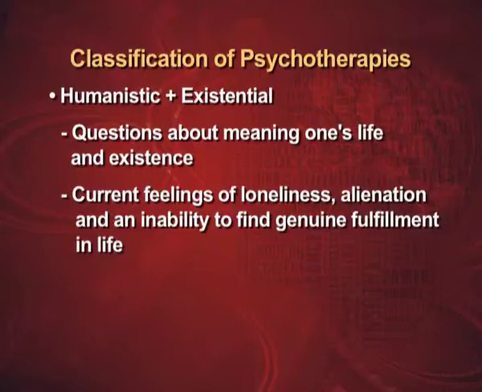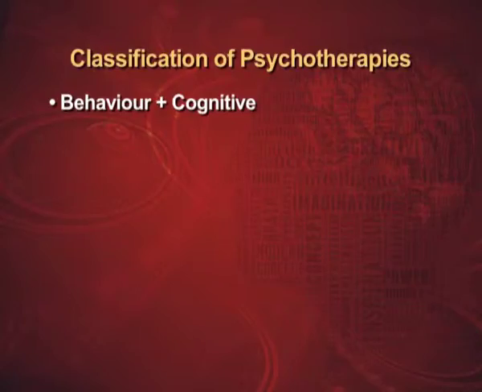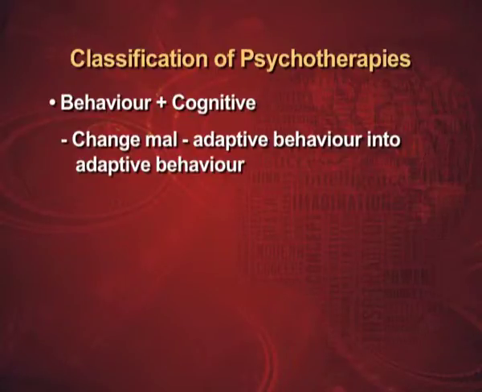The third parameter talks about the chief method of treatment. So when we talk about the therapy as such, this is the third point which deals with it. The psychodynamic approach uses mainly dream interpretation and free association, which we'll talk about later in detail. Then we also have the behavioral and cognitive perspective, where the basic aim is to change a maladaptive behavior into an adaptive behavior.